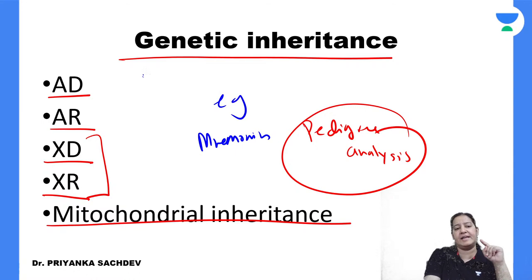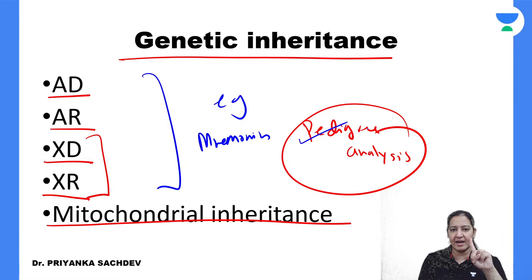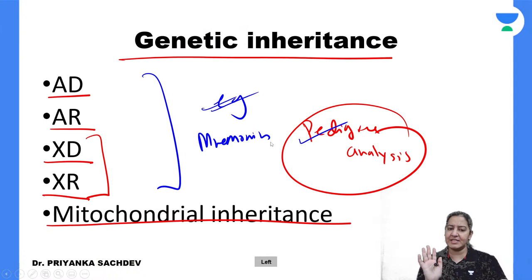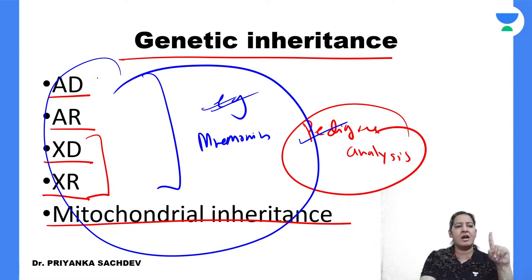On these inheritances, you get 2 types of questions. As I have told you, the first will be the pedigree analysis. You know what a pedigree is, right? A pedigree will be given and you have to identify the type of inheritance. The second will be the examples of all these inheritances. Tell me the diseases. You can't believe how many questions come on the examples, right? So I will give you the examples of all. I'm going to give you 5 mnemonics now, one mnemonic for each inheritance. Let me start with autosomal dominant.